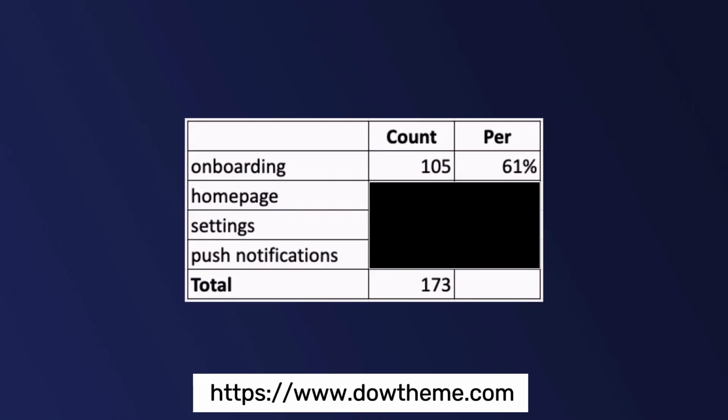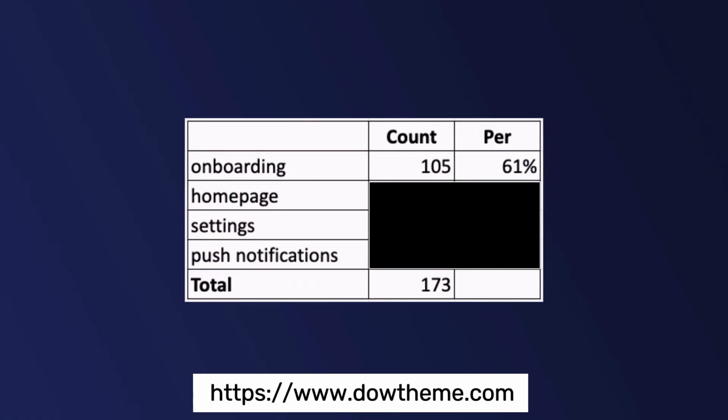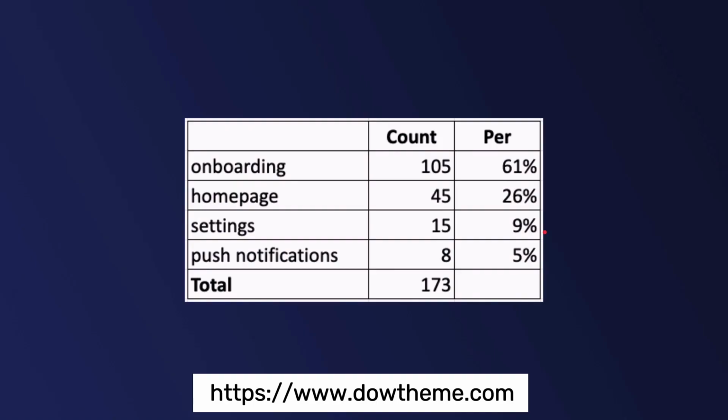All right, now you know that 61% is gone. The number 2 source of revenue came from the homepage. So the main screen. You want to guess what that percentage is? Okay, you got a number in your head? All right, here it is. It is 26%. As you can see, close to 90%, 87% to be exact, of all his in-app purchases.